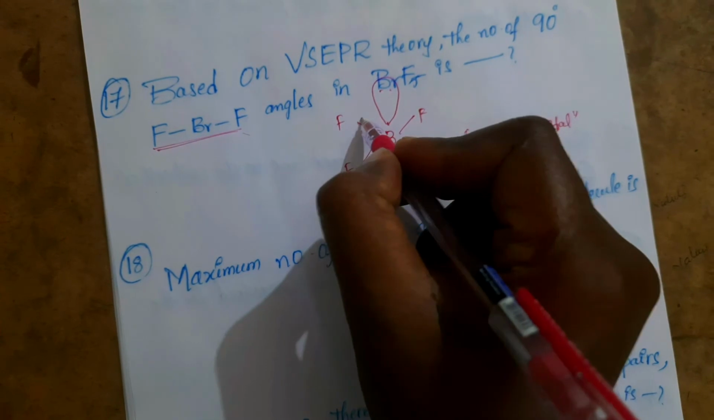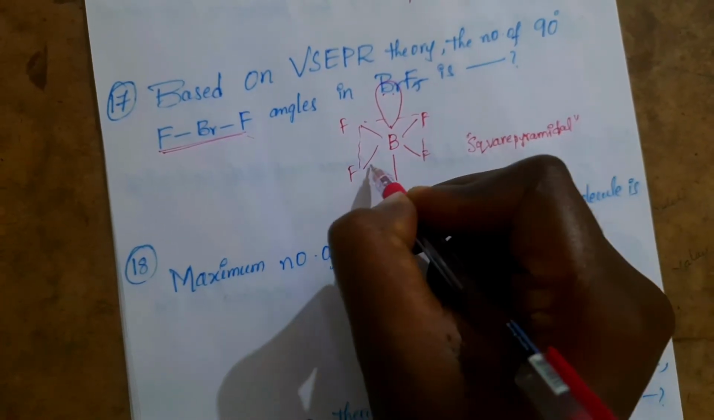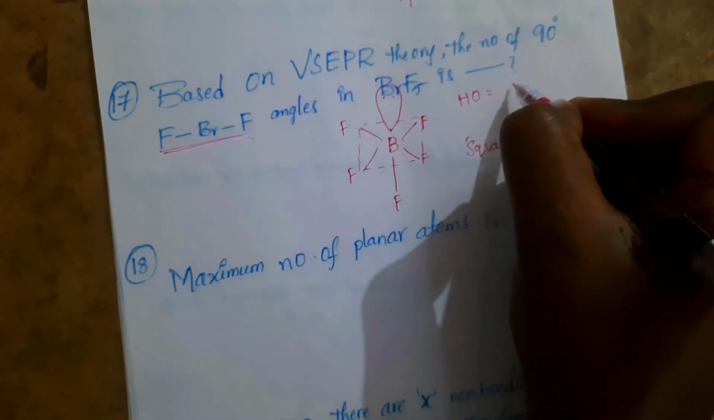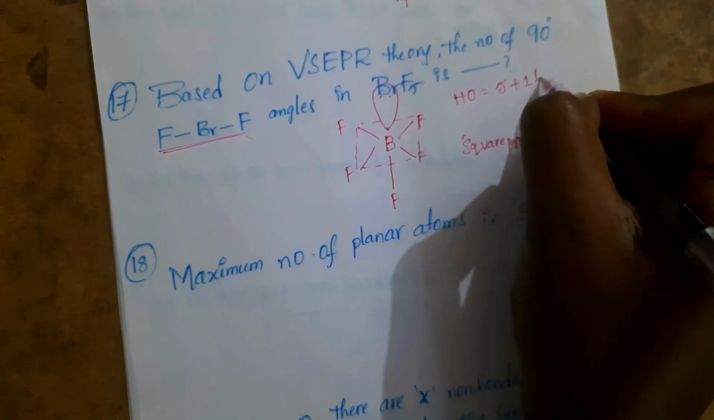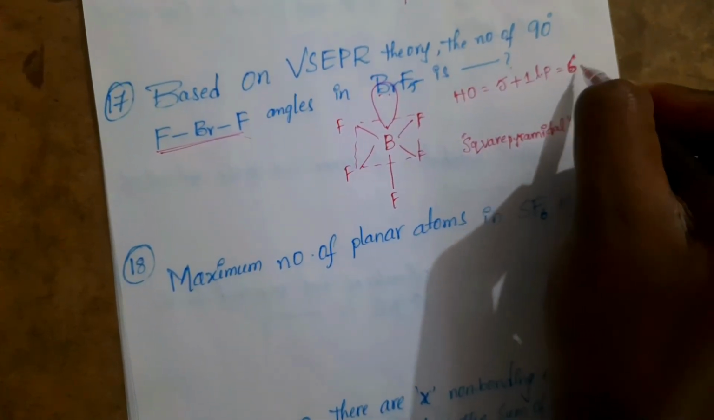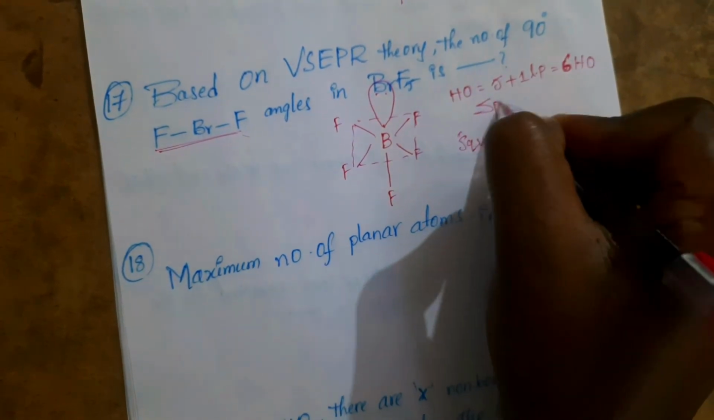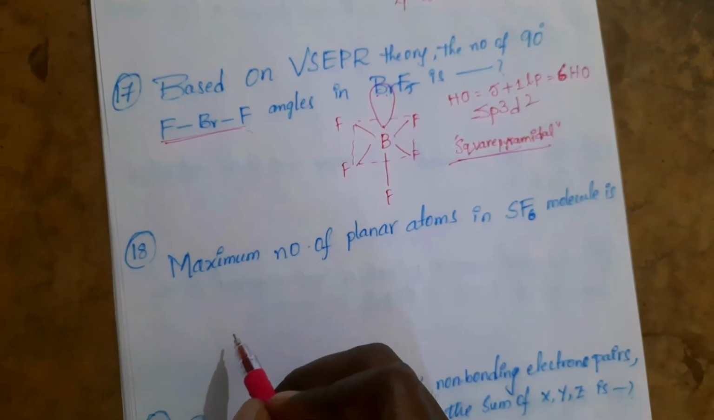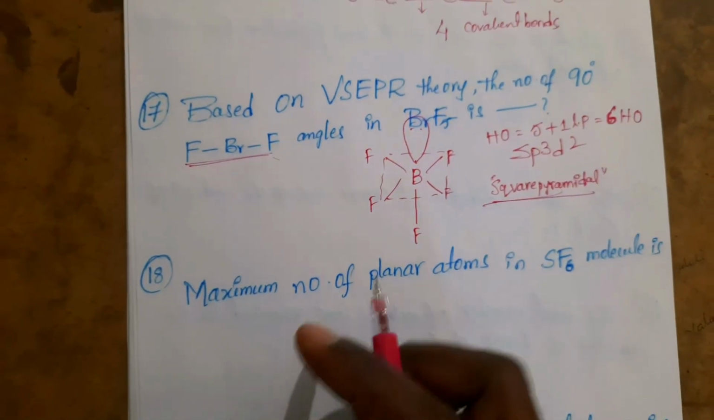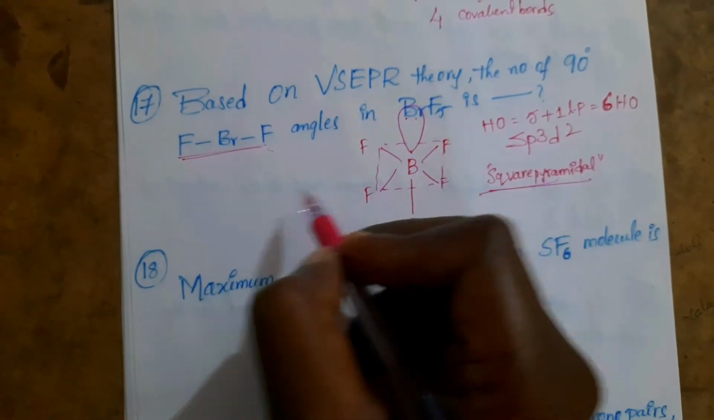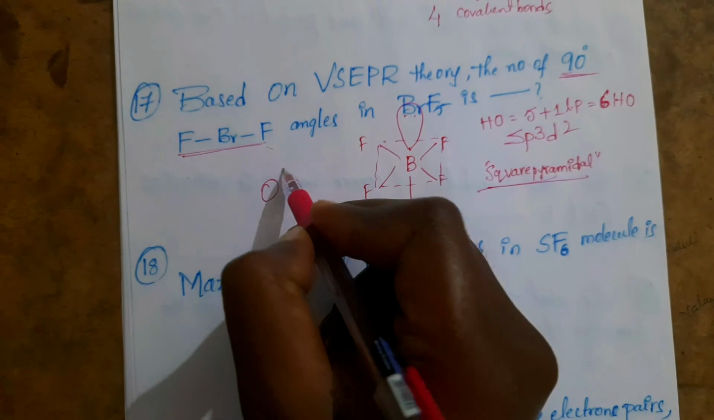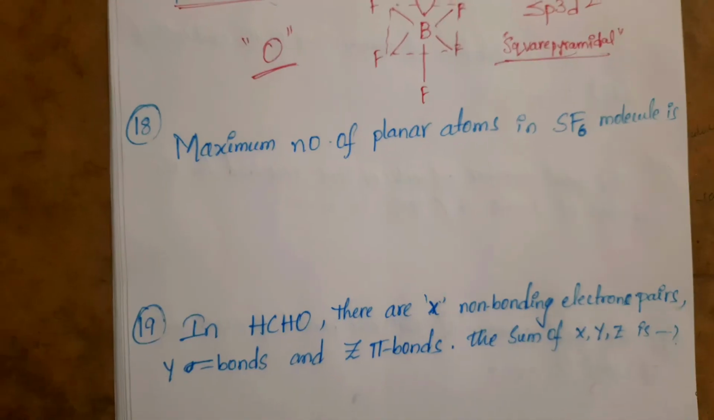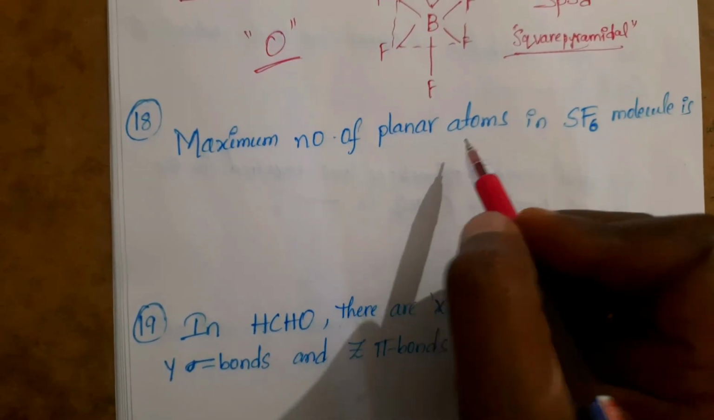Which hybridization is it? Total of how many sigma bonds? 5 sigma bonds plus 1 lone pair. So hybrid orbitals equal 5 plus 1, that is 6. 6 hybrid orbitals means sp3d2 hybridization. But it is square pyramidal due to the presence of the lone pair of electrons. In square pyramidal there are no 90 degrees at all. So there are 0 angles with 90 degrees. Is that clear?